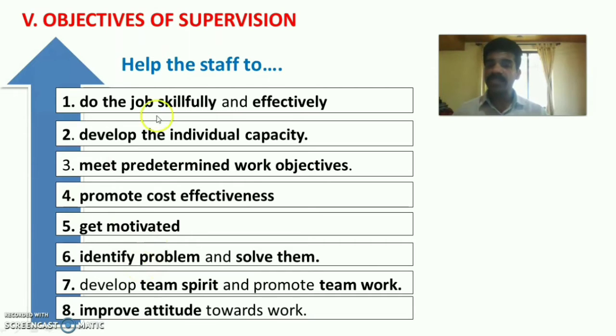The sixth objective is help the staff to identify various problems that come across during the services and to solve them. That means employees themselves identify the problems which come across during their normal activities and they themselves solve the problems. Thus it is another objective that the supervisor has to help the staff to identify various problems and help them to solve by themselves. Then seventh objective is help the staff to develop team spirit.